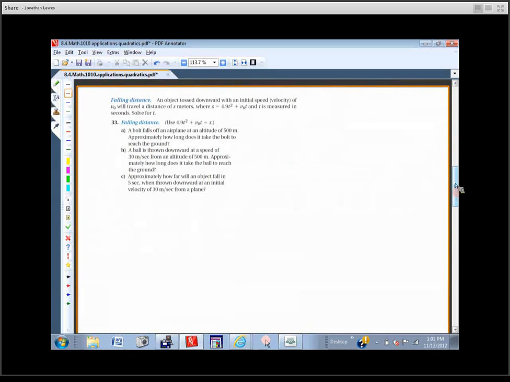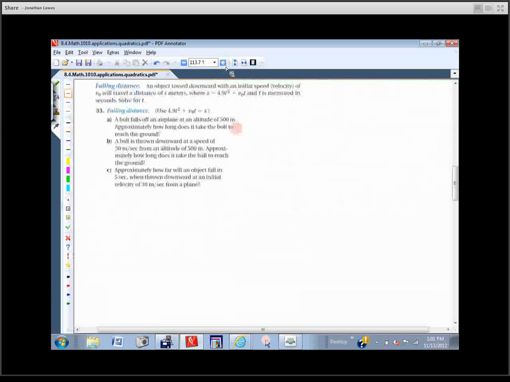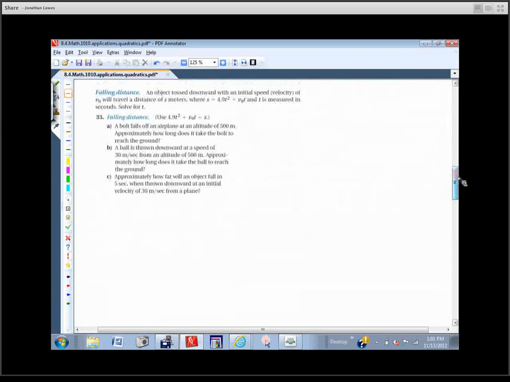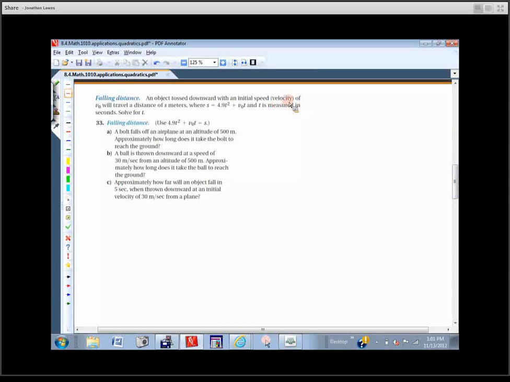Okay, so it says, an object tossed downward with an initial speed, or in other words, a velocity of v naught, will travel a distance of s meters, where s is equal to 4.9 t squared plus v naught t, and t is measured in seconds. Solve for t. So it tells us we want to solve for t.